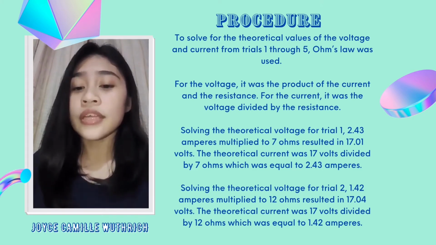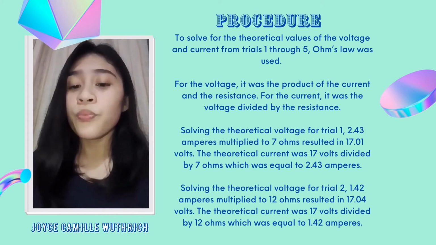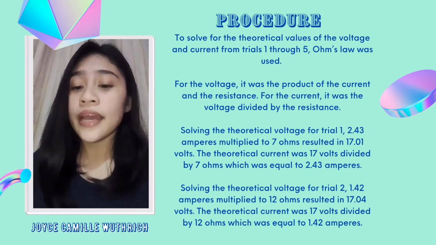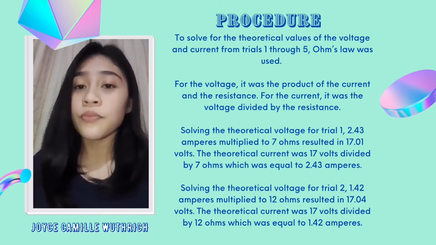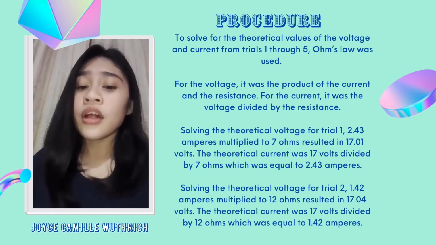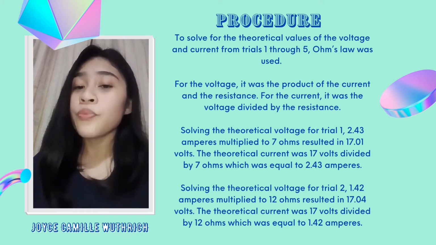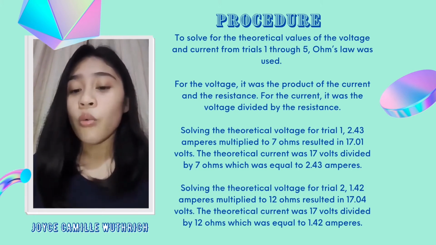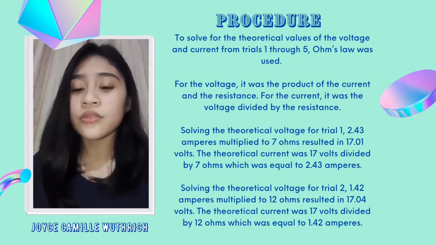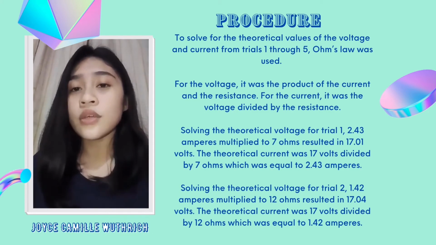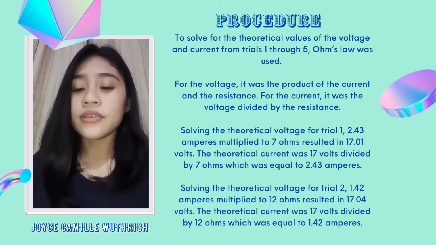Solving the theoretical voltage for trial 1, 2.43 amperes multiplied by 7 ohms resulted in 17.01 volts. The theoretical current was 17 volts divided by 7 ohms, which was equal to 2.43 amperes. Solving the theoretical voltage for trial 2, 1.42 amperes multiplied by 12 ohms resulted in 17.04 volts. The theoretical current was 17 volts divided by 12 ohms, which was equal to 1.42 amperes.